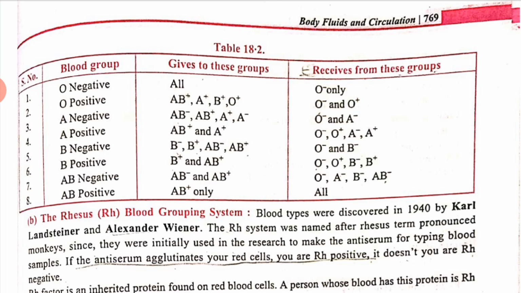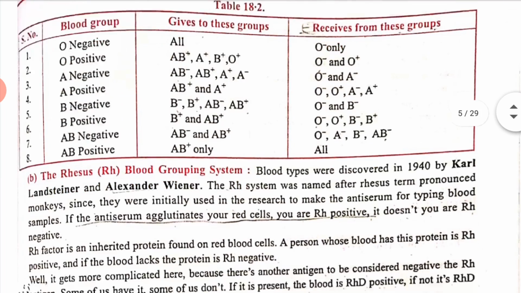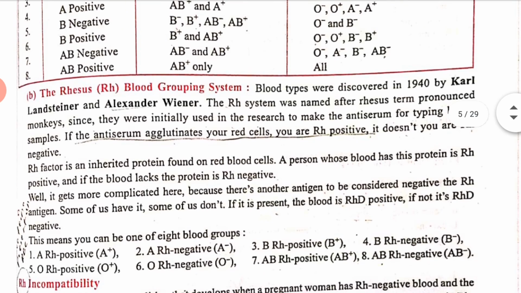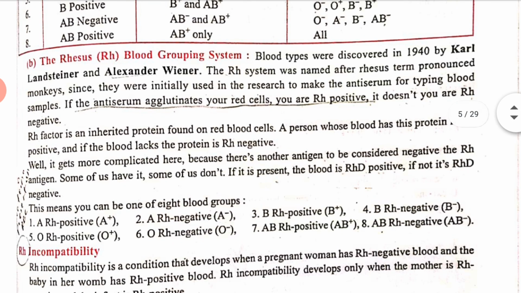Now let's talk about the Rh blood group system. You must learn this table. Okay dear students, this is for your general knowledge and information. So the Rh system, that is the Rh blood group system, was discovered in 1940 by Karl Landsteiner and Alexander Wiener. The Rh system was named after the rhesus monkey, since they were initially used in the research to make the antiserum for typing blood samples.